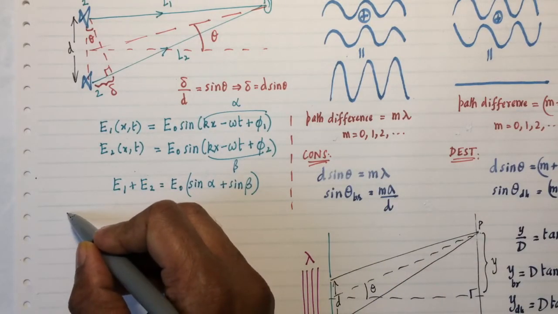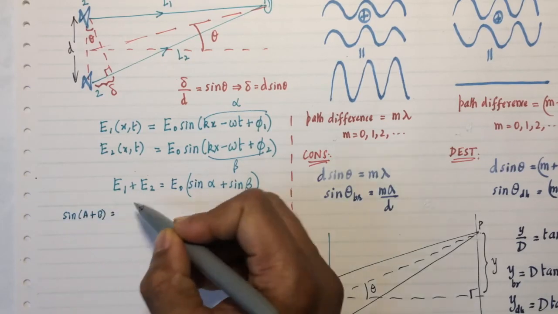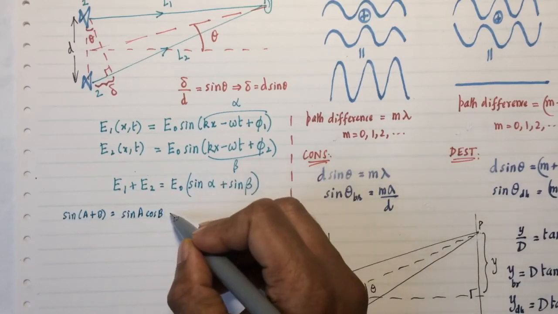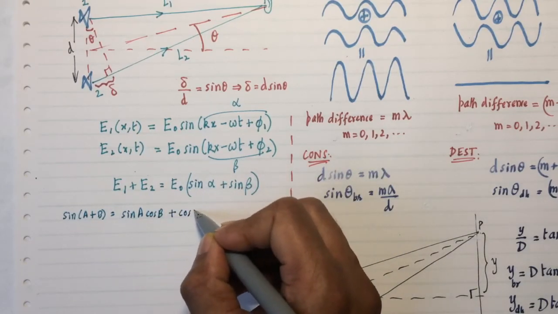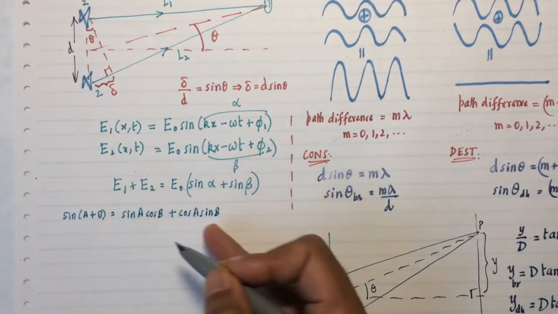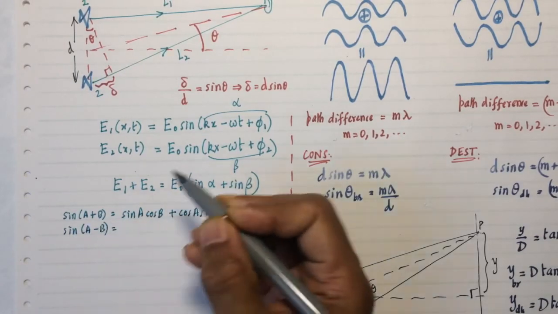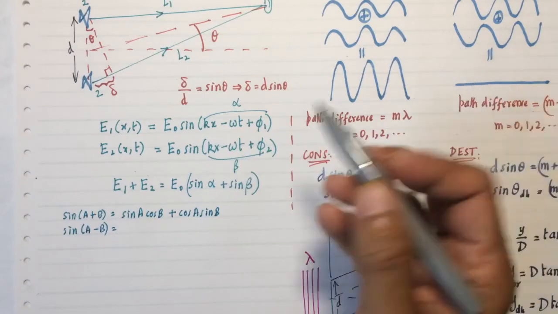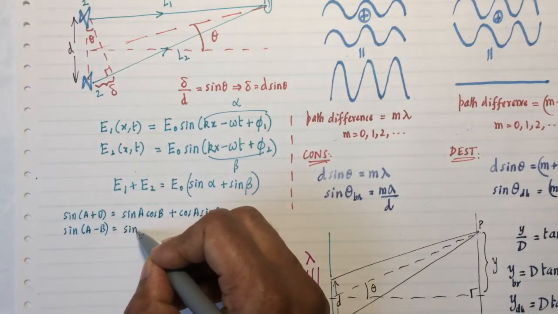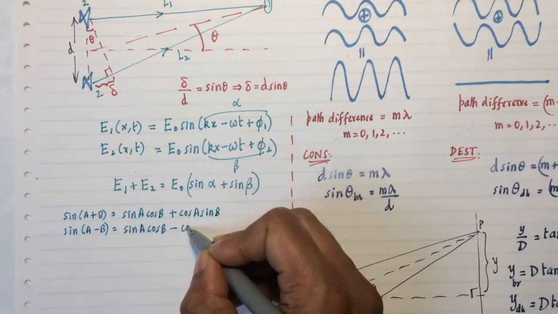Let me first recall what sine of a plus b is. Sine of a plus b is sine a cosine b plus cosine a sine b. If you've not learned it, well, you know it now. Similarly, sine of a minus b. Now if I had taken cosine for these two, I would use cosine. I just happen to take sine instead of cosine. And that would be sine a cosine b minus cosine a sine b.